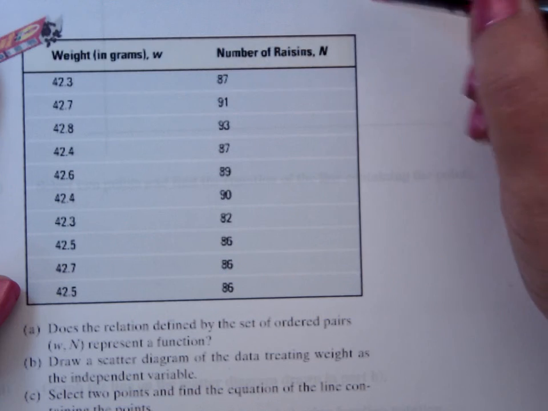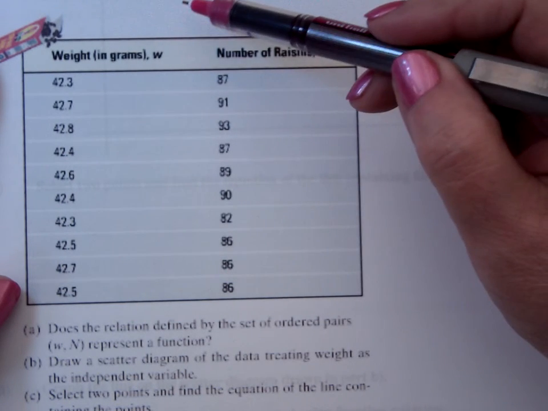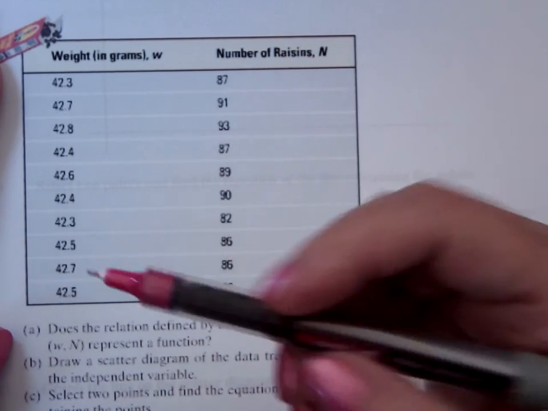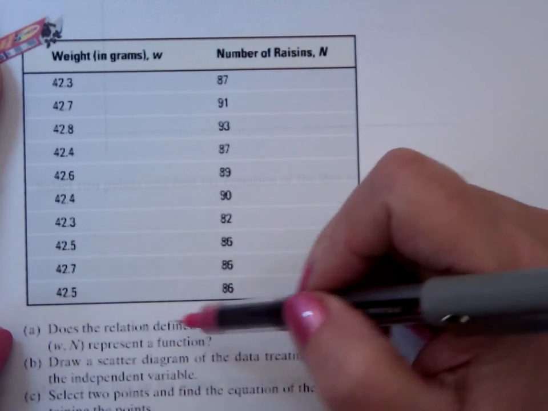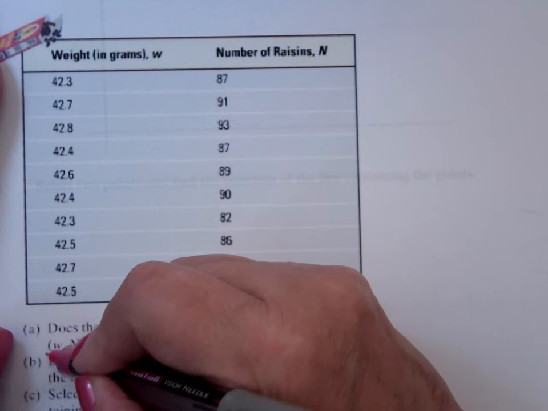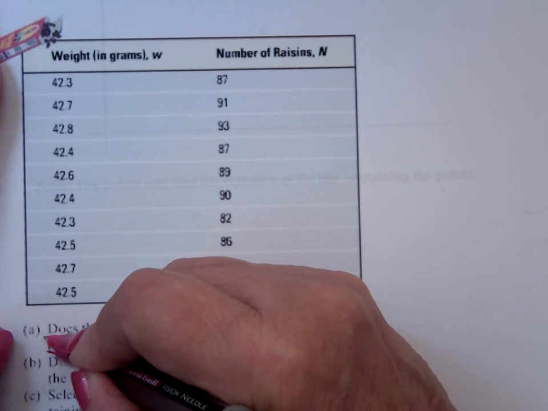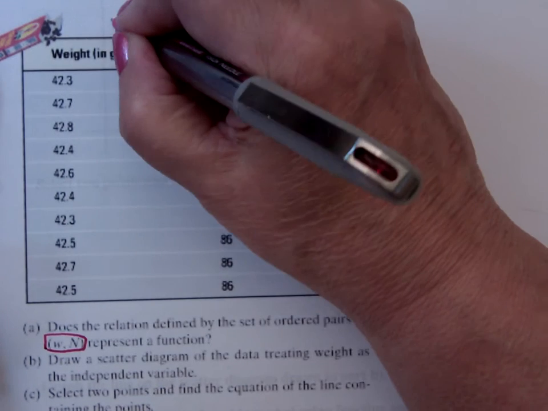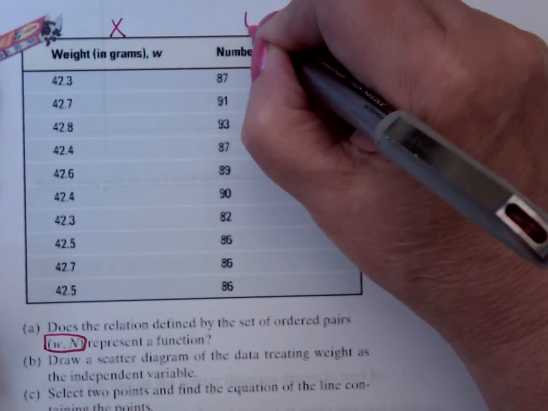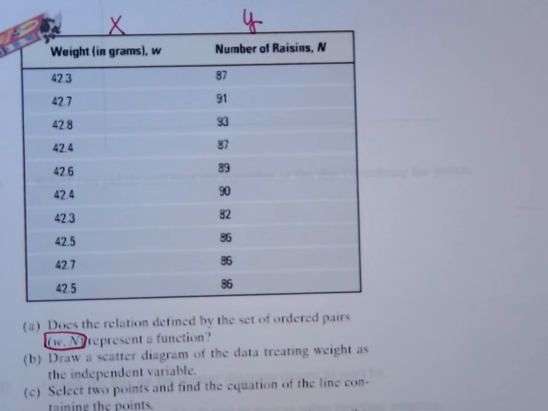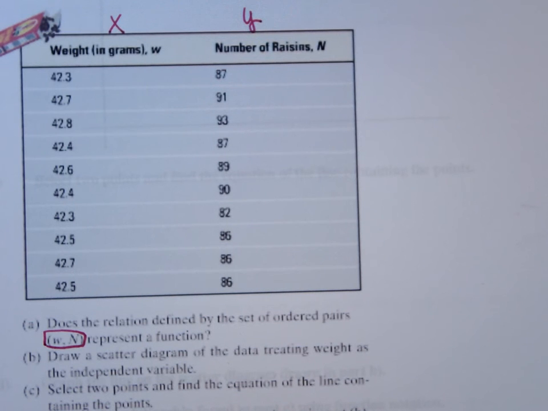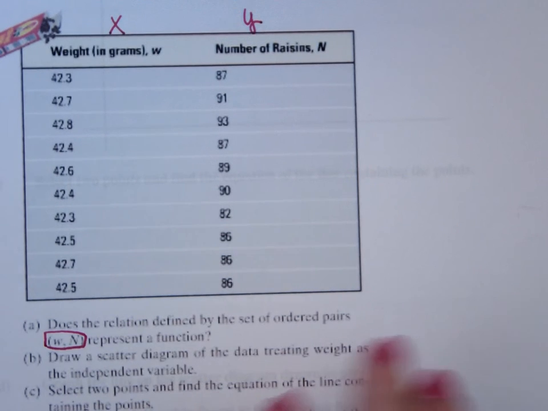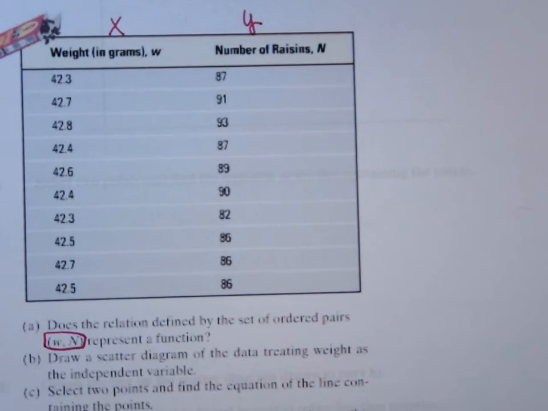The following data represents the weight in grams of a box of raisins and the number of raisins in the box. And it says, does the function defined by the ordered pair (W, N)... now that says W is our X value for all intents and purposes, and N is the Y value, because W is in the first position and N is in the second. So that tells me what X and Y are.